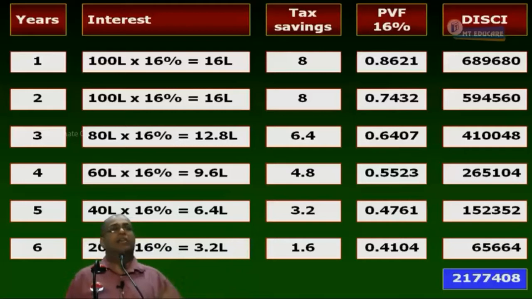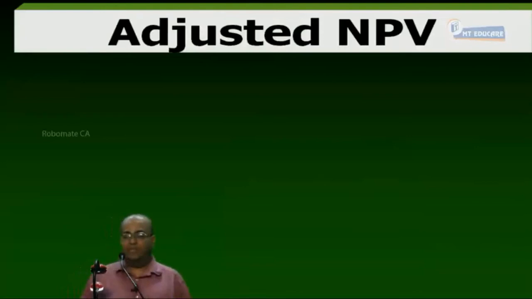Last step. Step 3 or step 4? Step 4. Adjusted NPV.